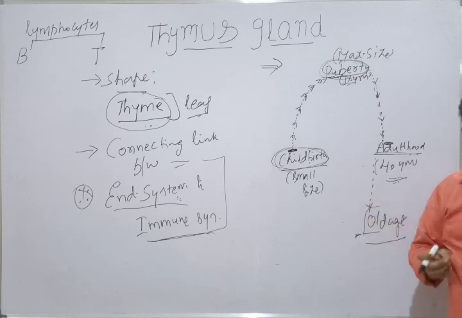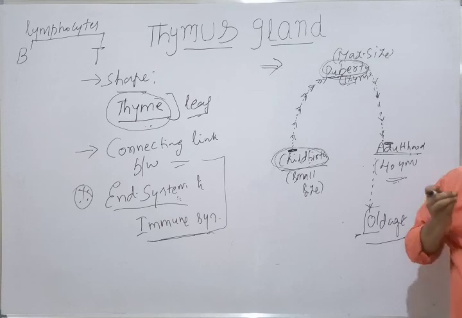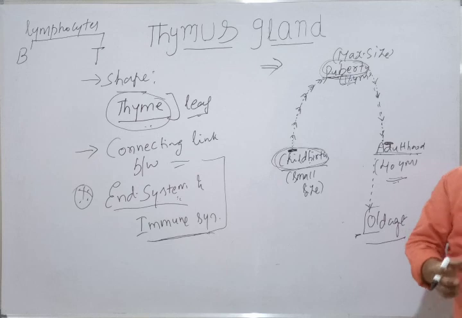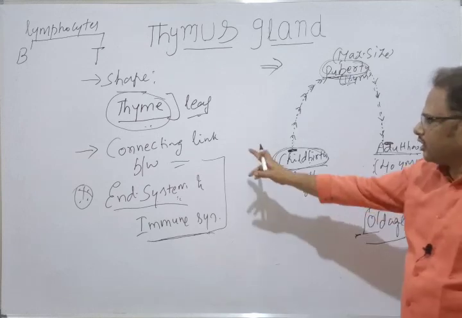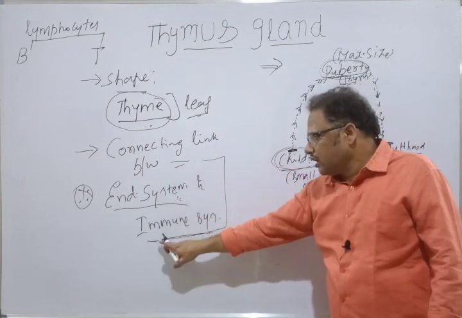So what is the endocrine gland which is shrinking in size as the age advances? All of you type in the comment box below. It's a connecting link between the endocrine system and the immune system.